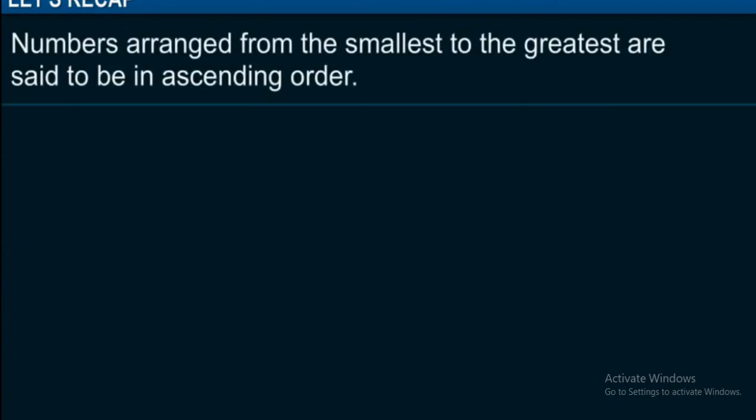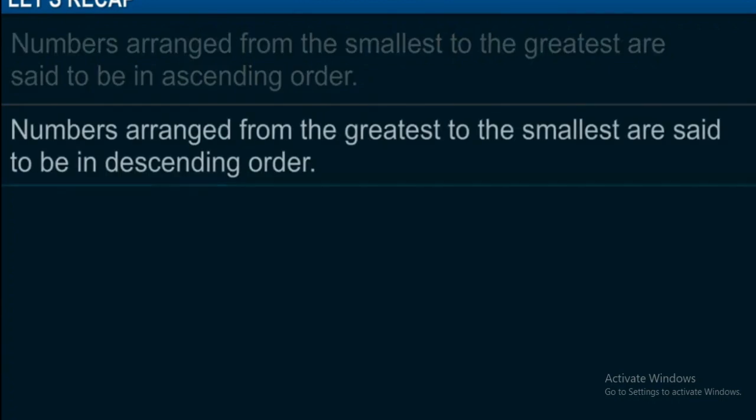In this module, you learnt that numbers arranged from the smallest to the greatest are said to be in ascending order. Numbers arranged from the greatest to the smallest are said to be in descending order.